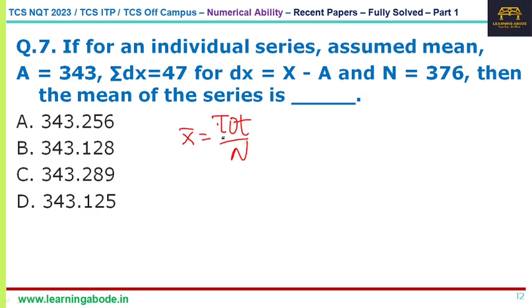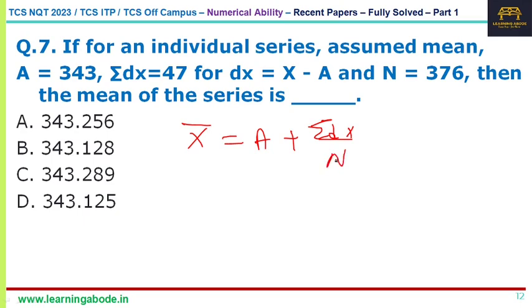Now as far as this particular question is concerned, the formula is: A, the assumed mean, plus sigma dx by n. Now what is sigma dx? That is the deviation of items from the assumed mean, which is x minus A, right? Deviation of items from assumed mean, and n is the number of items. It's a very simple question.